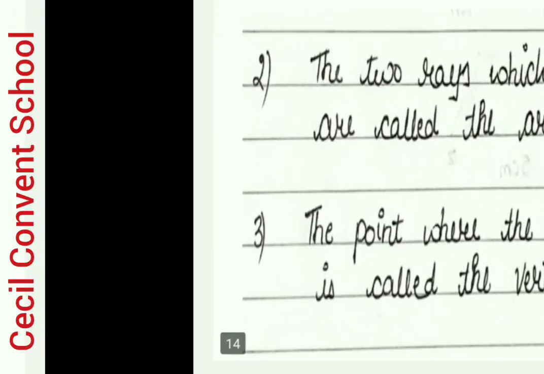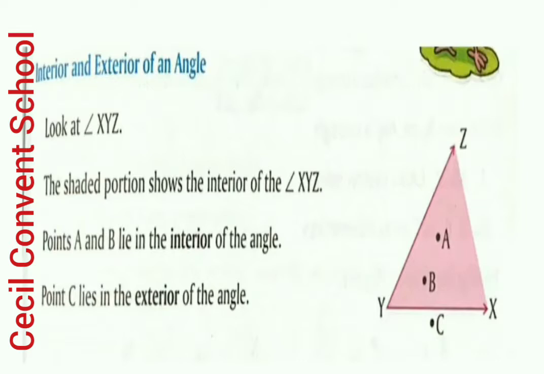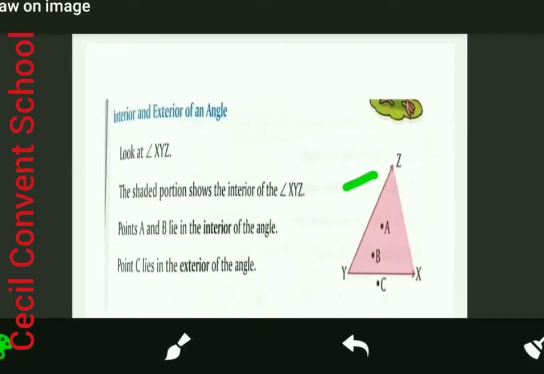Clear? Now, students, I will let you know what the interior and exterior of the angle are. Interior is the inside space of the angle. See here, I have colored it with pink color. The inside space, the shaded portion, is called the interior part of the angle. So what are the points in the interior of the angle? One is point A and the second is point B. And exterior means outside the angle, that point is called point C. Clear, students?